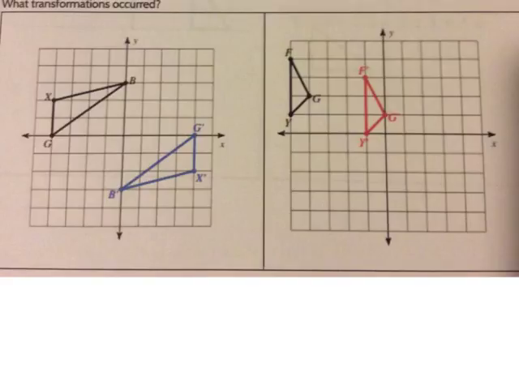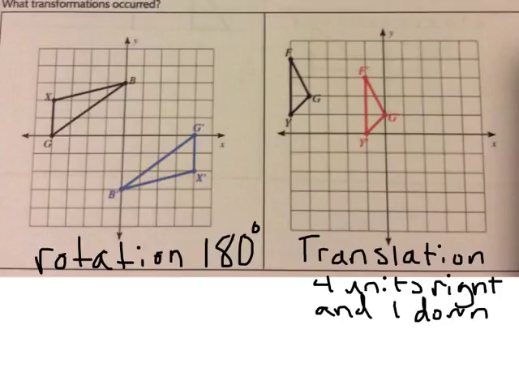In the first one, how did triangle XBG become X prime, B prime, G prime? This was a rotation of 180 degrees. I know it's not a translation because the shape is pointing in a different direction. Let's look at the next example. How did triangle FGY become F prime, G prime, Y prime? Here, the triangle was translated. It's facing the same direction. It was simply moved 4 units right and 1 unit down.